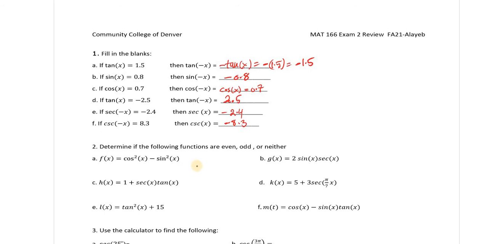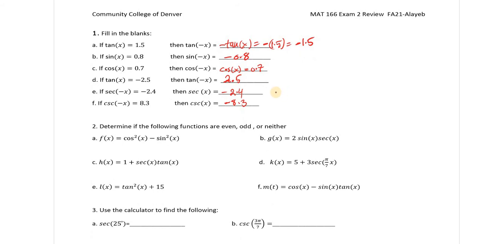Now we need to determine the following functions if they're even, odd, or neither. Any addition of two even functions is going to give me even. Any addition of two odd functions is going to give me odd. If I mix odd and even, then it's going to be neither. If I multiply two odd functions, I'm going to get an even function. If I multiply an even function with an odd function, I'm going to get an odd function. Okay, so this kind of gives me an idea on how to start working on these problems.